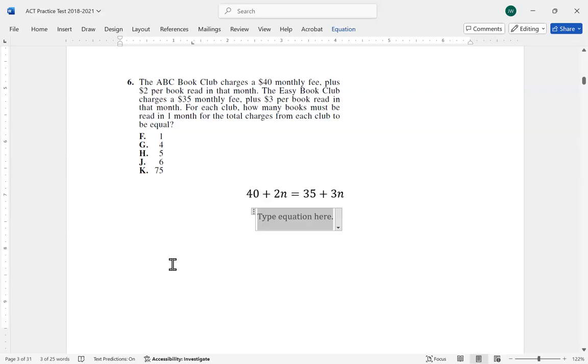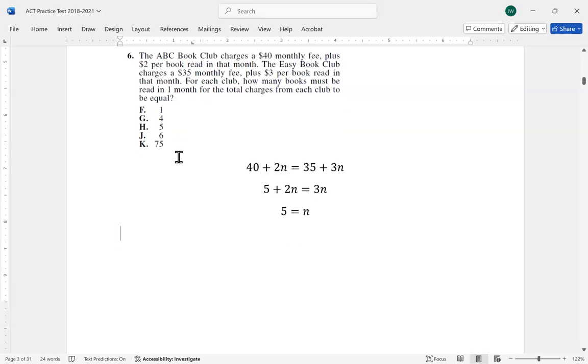What I'll do is subtract 35 from both sides. If I do that, I get 5 plus 2n is equal to 3n. Then I would subtract 2n from both sides, giving me n equals 5. So the number of books you would have to read in a month for the fees to be equal is 5 books. And that is option H. So H is the correct answer to question 6.